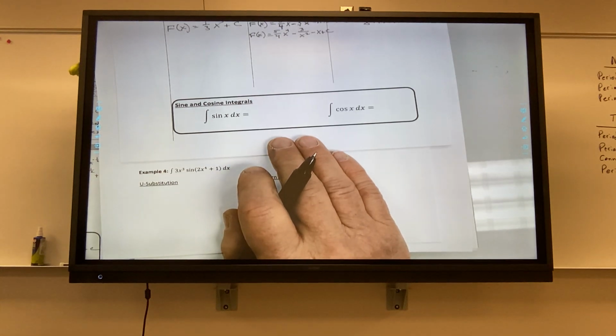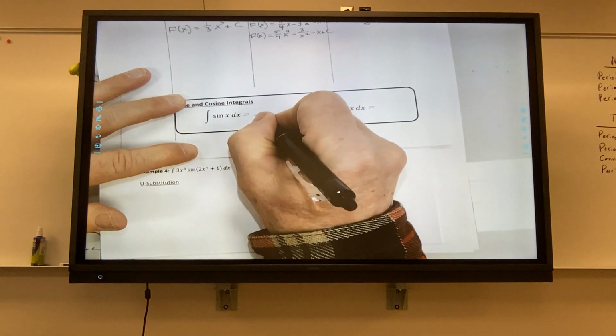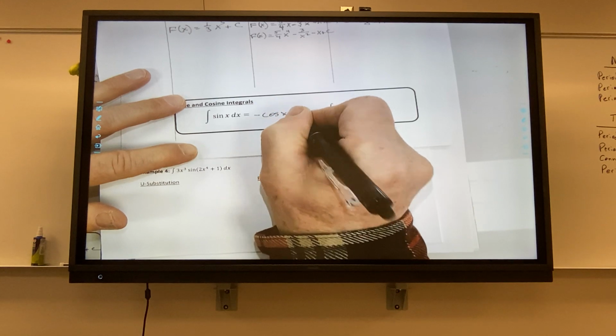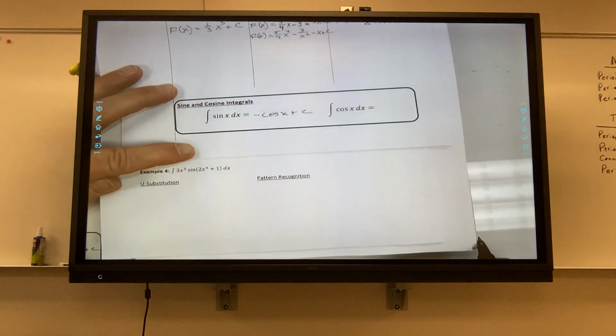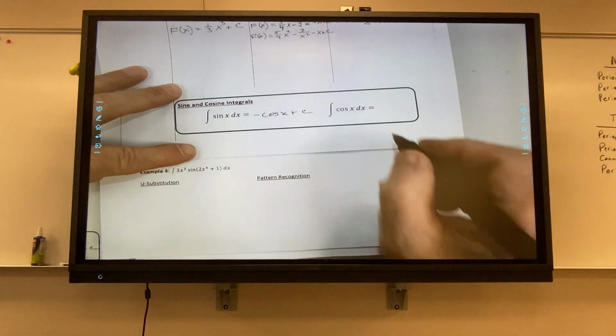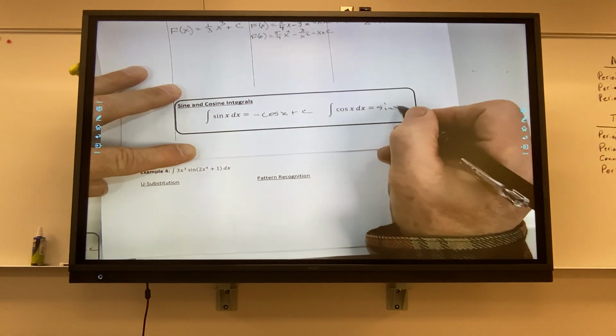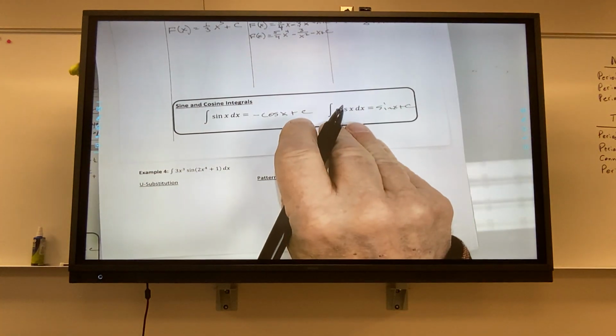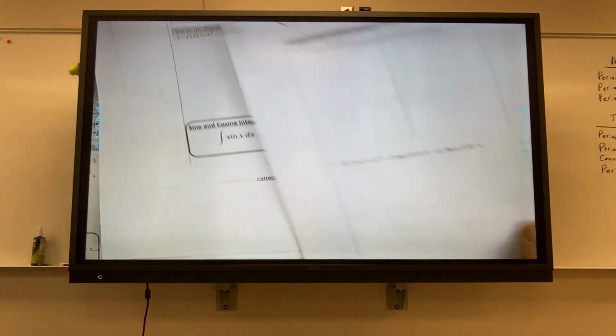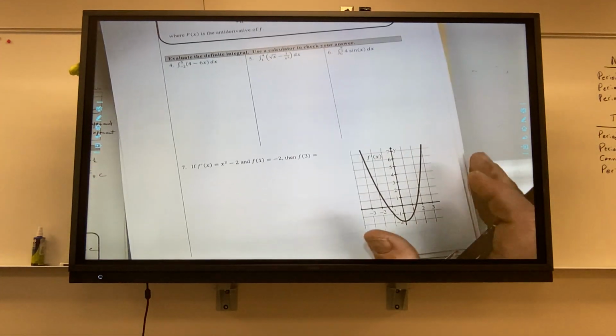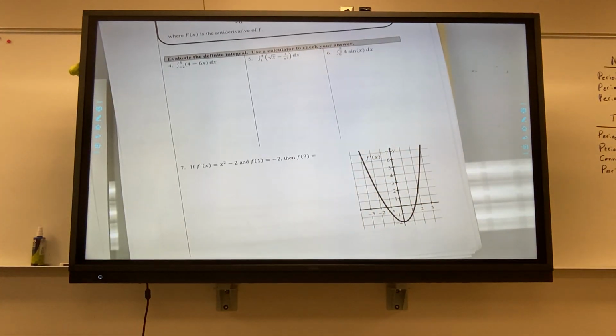All right, so the first one is negative cosine x plus c. And then the second one is sine x plus c. Very good. What's on the back side? Anything? Oh, there it is. And this is what Walker just gave us.